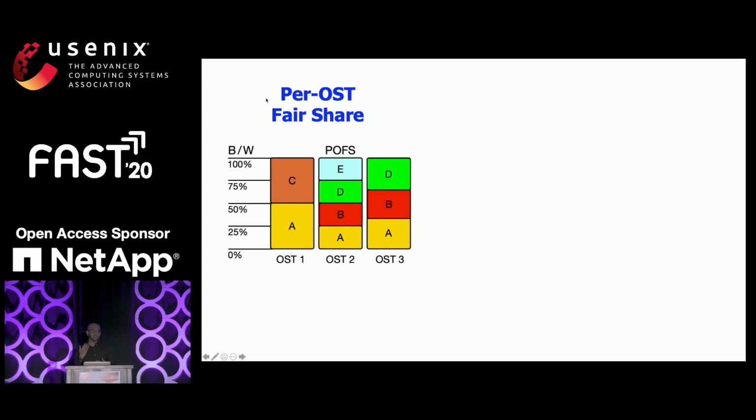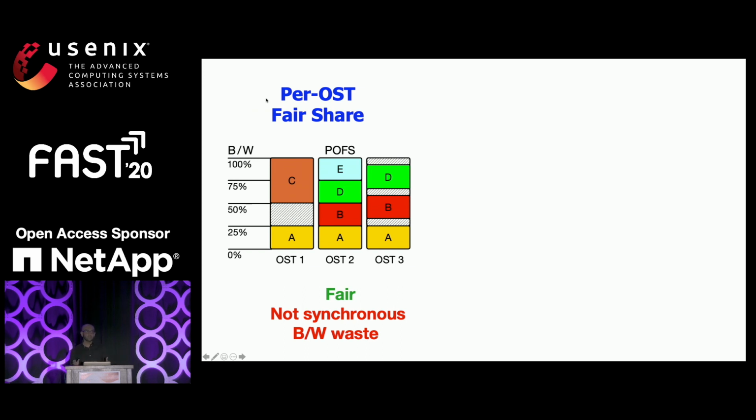But here, clearly, we see that applications A, B, and D are bottlenecked by the second OST because they're getting only 25% of the bandwidth on each of the OSTs. This means that their bandwidth on OST 1 and OST 3 is actually wasted. So here we see that on OST 3, all three of them are wasting 8% of their bandwidth, while on OST 1, application A is wasting 25% of its bandwidth. So while this policy is fair, because the most fair thing to do is to divide the bandwidth equally, it does not ensure synchronous I/O progress, and it has a lot of bandwidth waste.